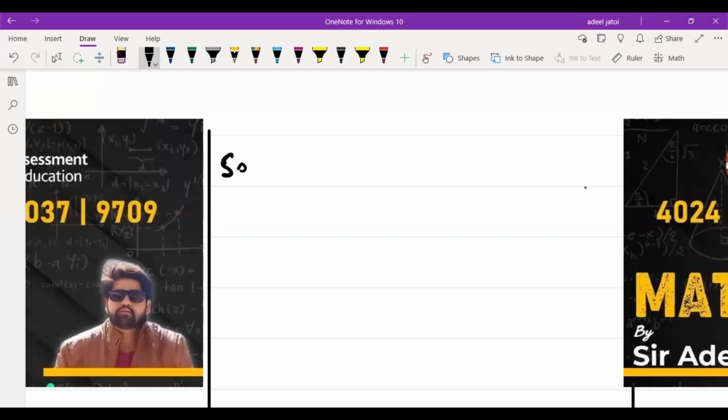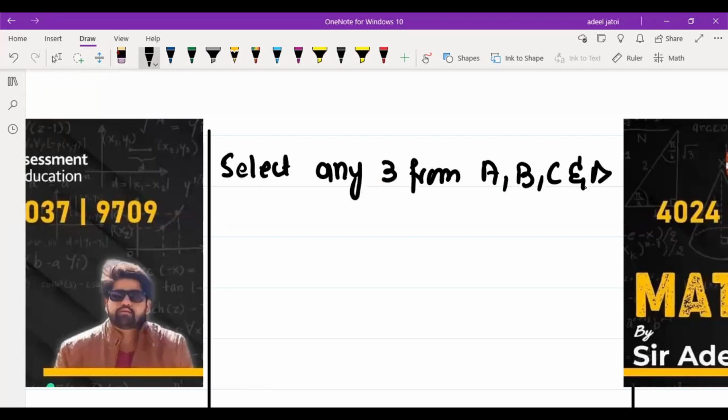Select any three from A, B, C, and D. So now the possibilities are that there are 4 letters and I need to select 3. So this should be 4C3.